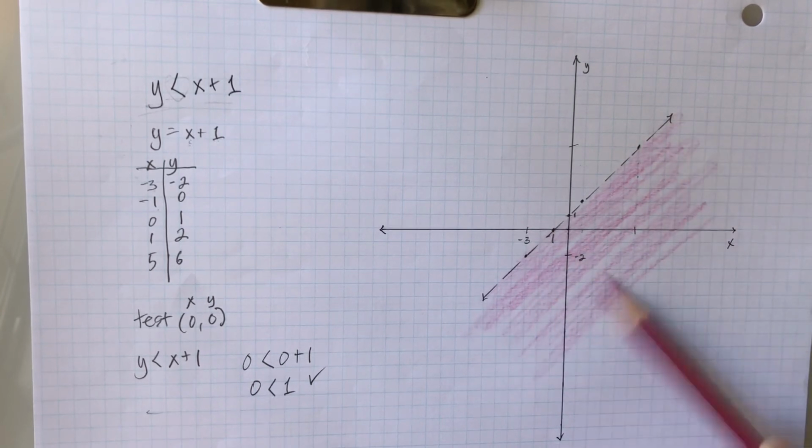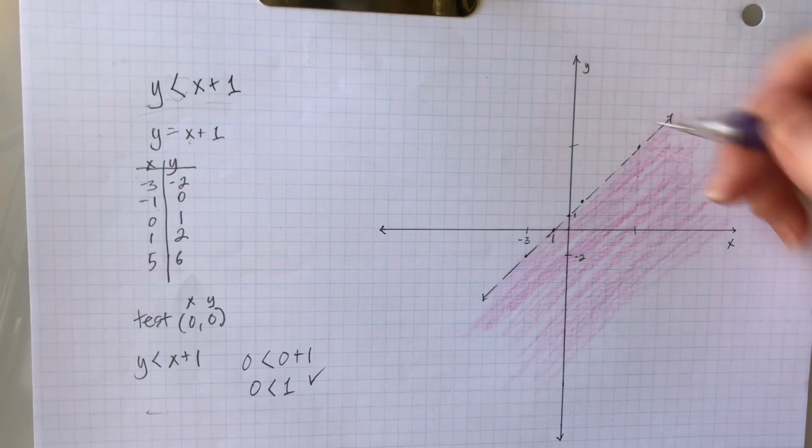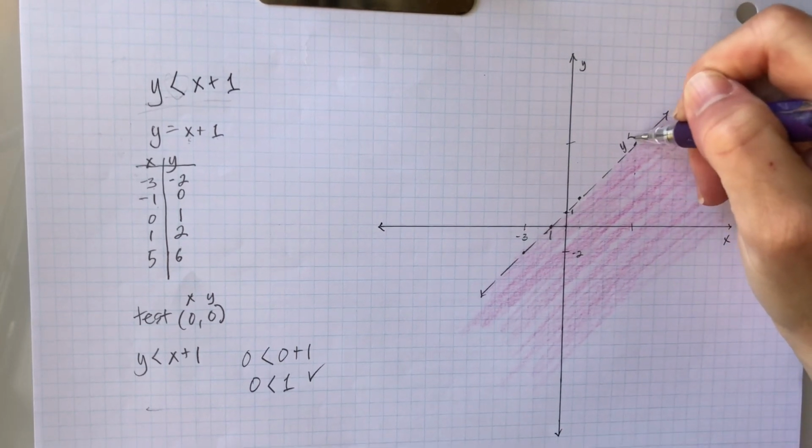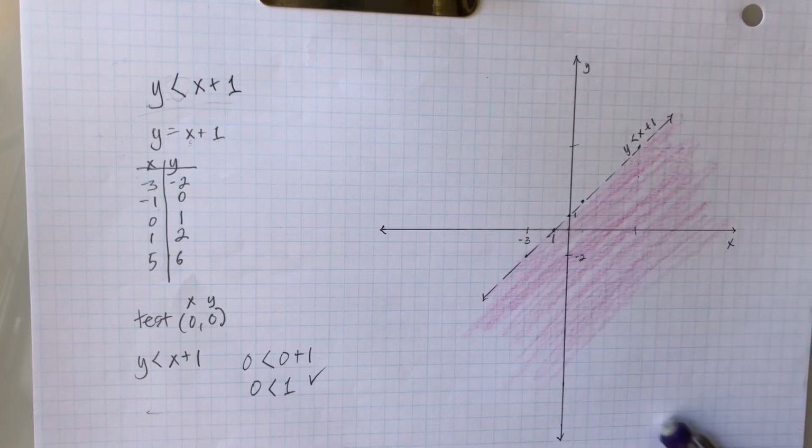So that is showing the inequality y is less than x plus 1. And we can even mark our line there. Y is less than x plus 1, and we've got this nice shading here to show that all this would make that true. So that's your graph for y is less than x plus 1.